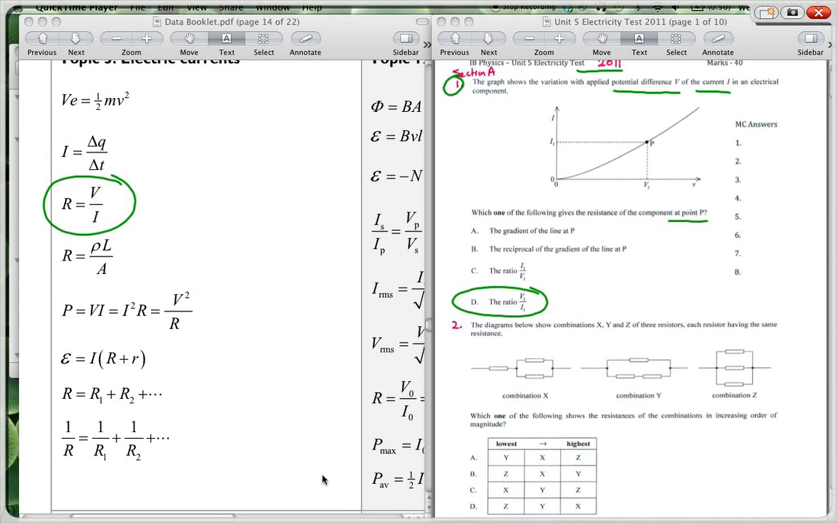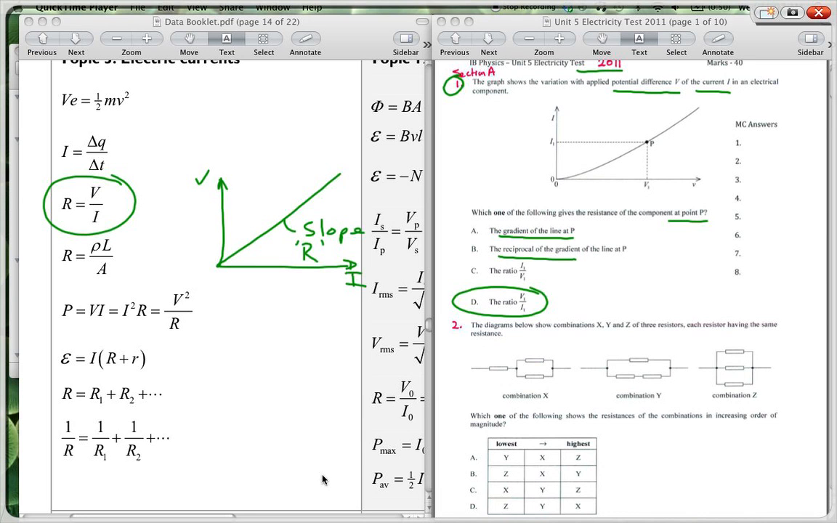The whole thing about the gradient or the reciprocal of the gradient just comes in with Ohm's law. In Ohm's law, your gradient equals the resistance because it's a constant gradient. For Ohm's law, we have a graph like that, a proportional graph, V against I. So in that case, your slope or the gradient does equal the resistance.